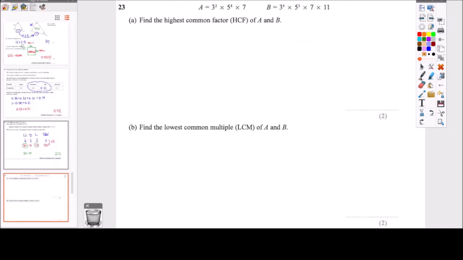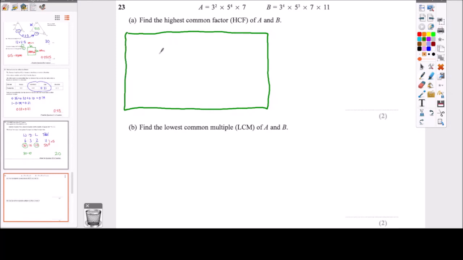Question 23. Now, I think with these, it's always easiest just to start off with the Venn diagram to help you gather your thoughts. So the first rugby ball is going to be A. The second rugby ball is going to be B. And start off by putting what's common to both, what we can pop in the middle. So A's got 3 squared, B's got 3 to the power of 4. So the highest common factor there is 3 squared.